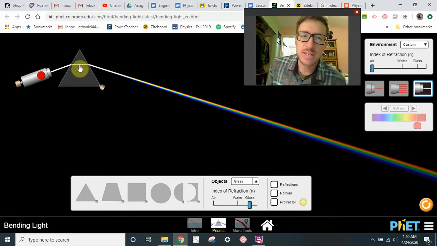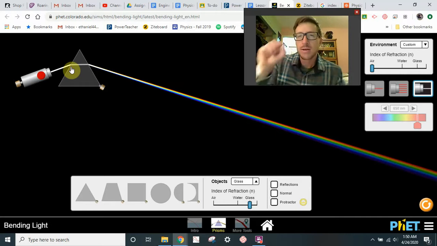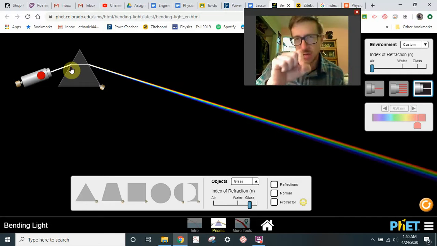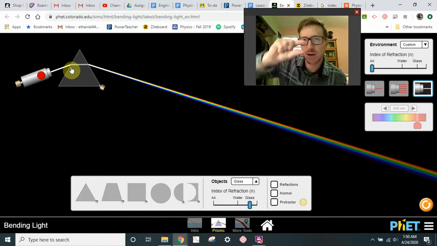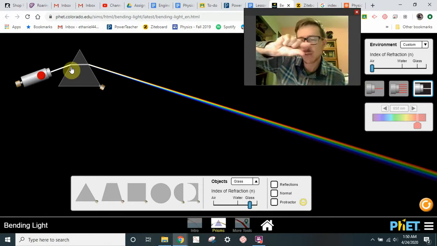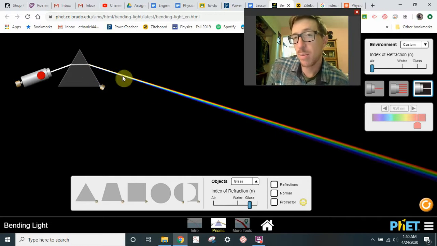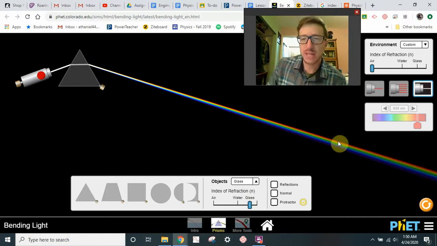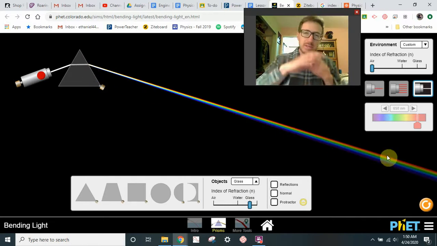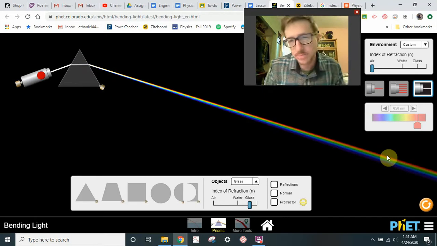Depending on the wavelength and the frequency, the shorter the wavelengths are, the more of a bend you get when you come to that boundary. So because the blue and violet light bends more than the red, we get this gradation where all of the wavelengths of light separate out.